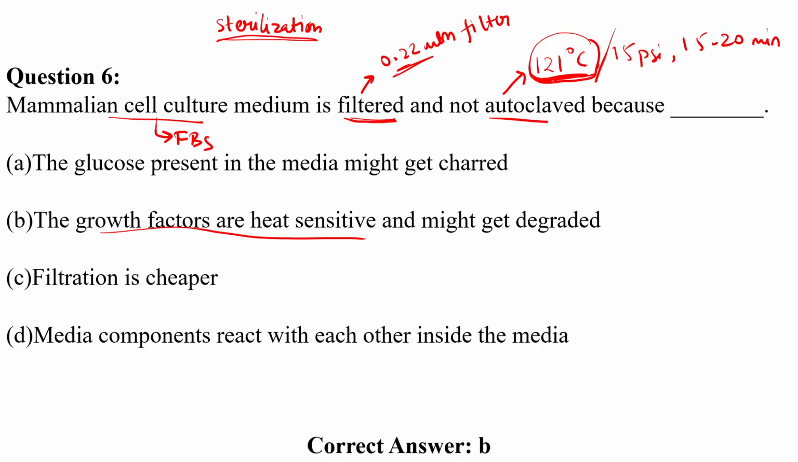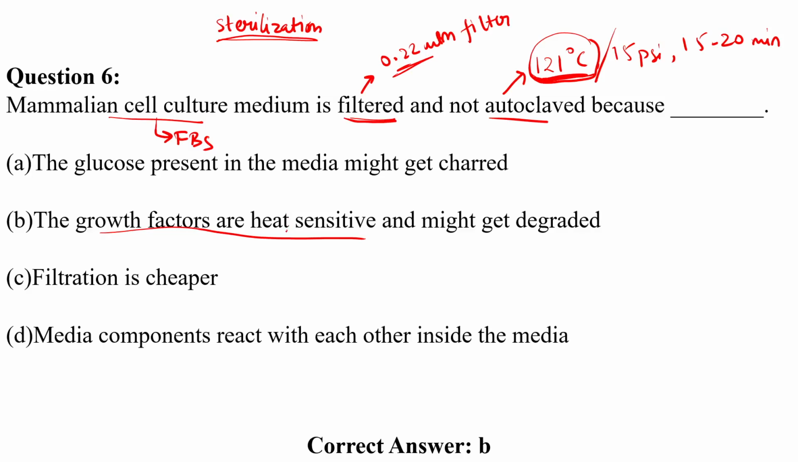That's why we do not autoclave the mammalian cell culture medium. We always filter this medium. We have these 0.22 micron filters, and if you go to the lecture video, we have a demonstration of how these mammalian cell culture media are prepared and filtered through these filters. Okay, so that's why we don't use the autoclaving process.